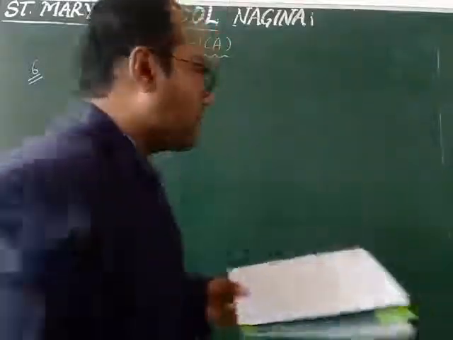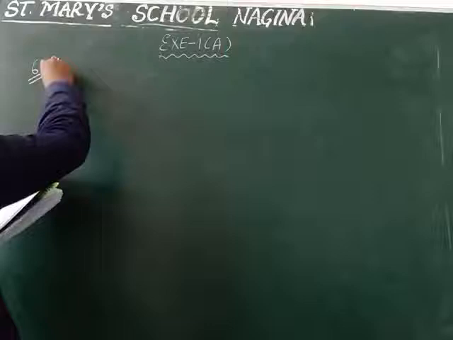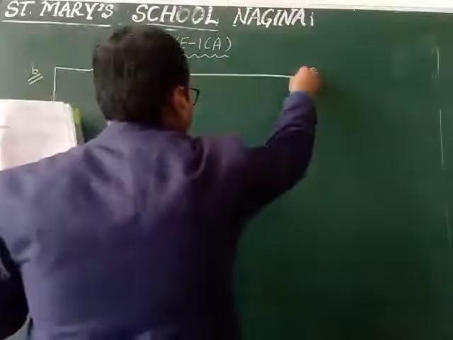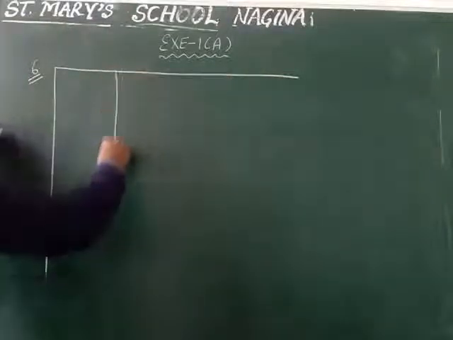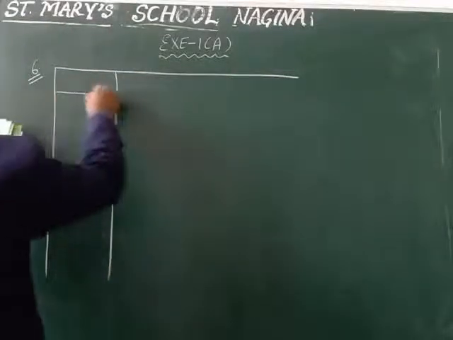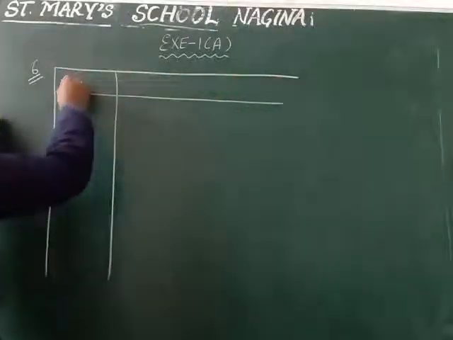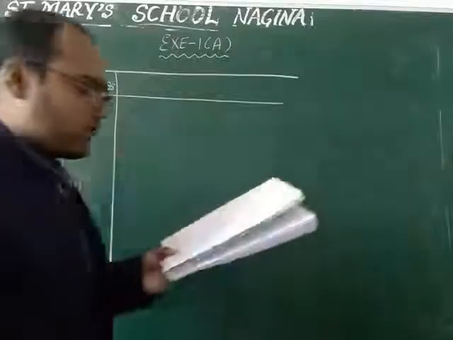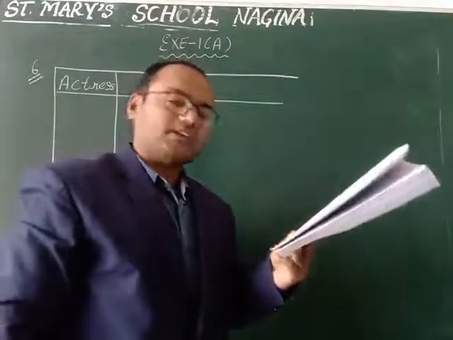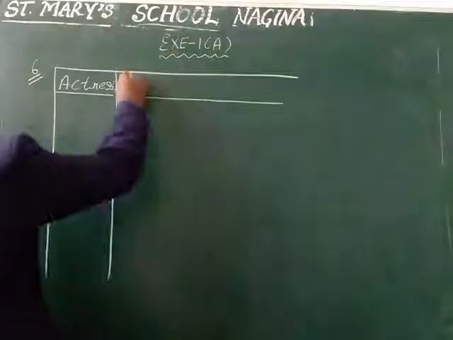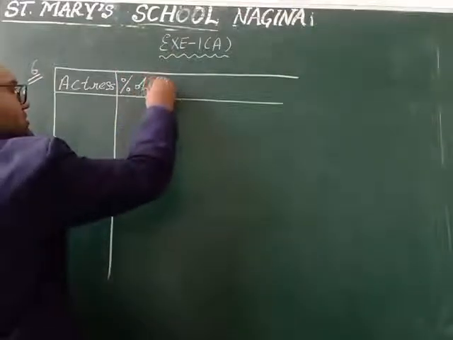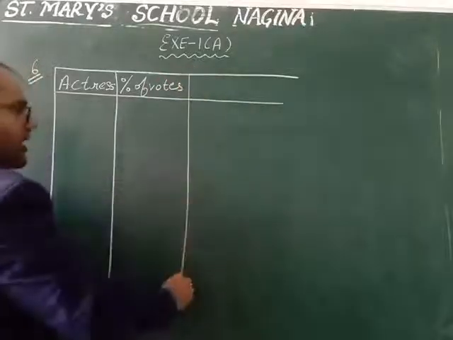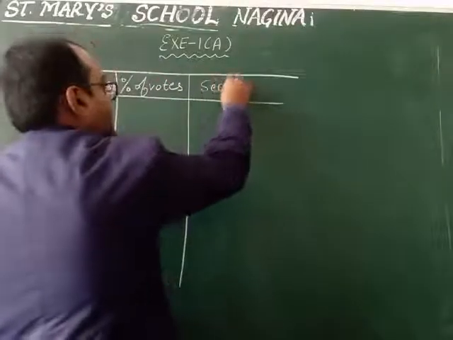So for pie chart, what we will do? We will make one table. 3 columns we will take. First column will be of actress. Second heading we will put percentage of votes. How many percent of votes particular actress is getting, that percentage. And third heading will be of sector angle.